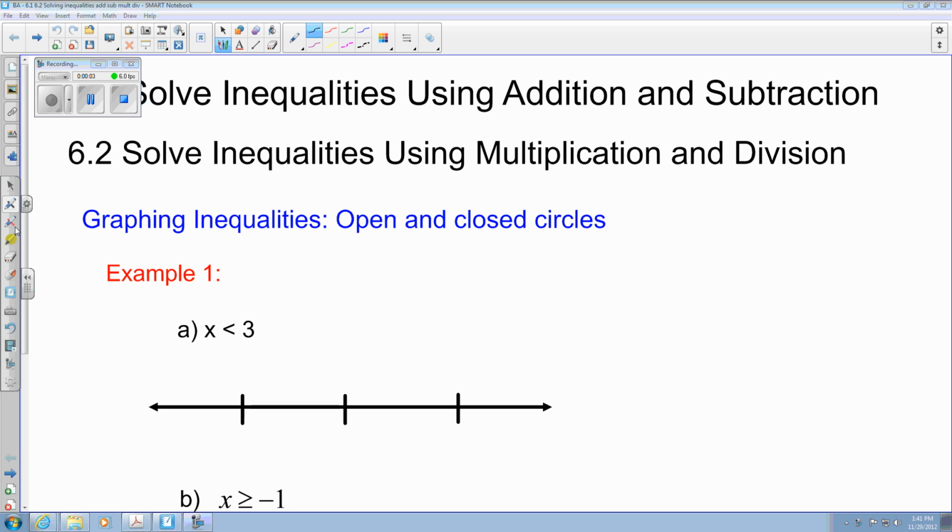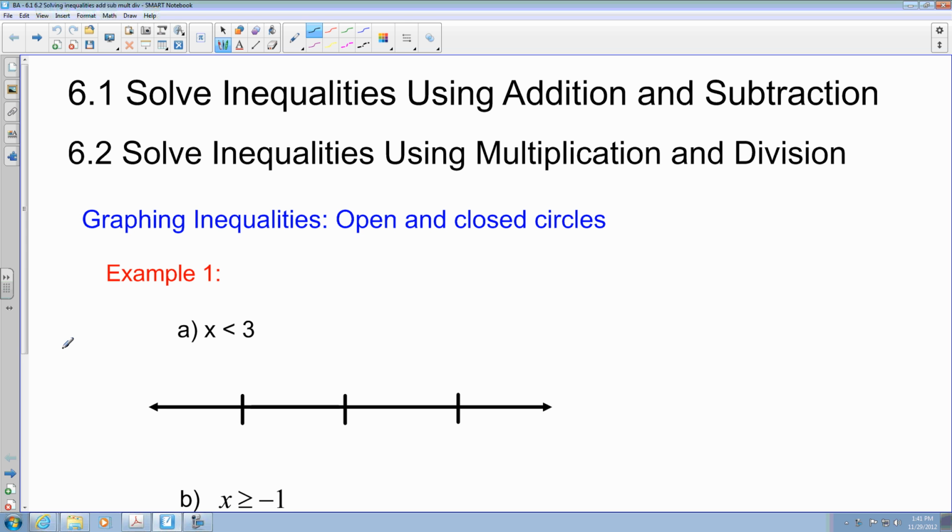Alrighty, we are starting on chapter 6, which deals with solving for inequalities. Today we're going to go into 6.1 and 6.2, where we're going to solve inequalities by using addition and subtraction, and also using multiplication and division.